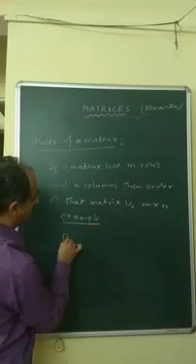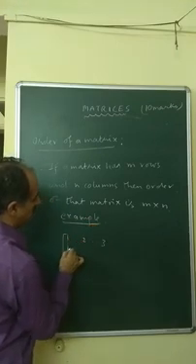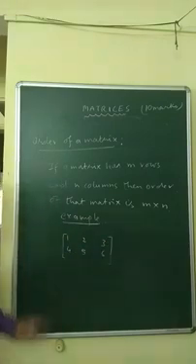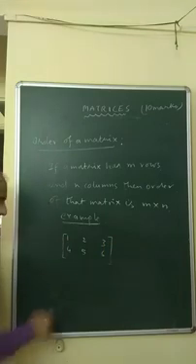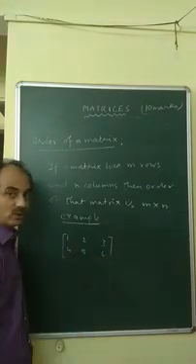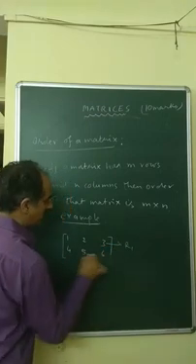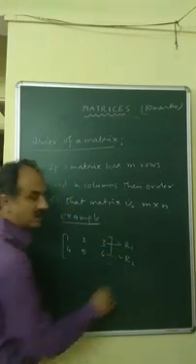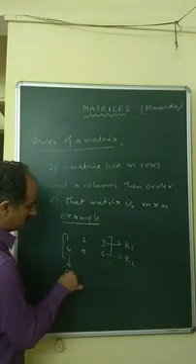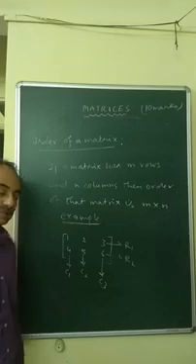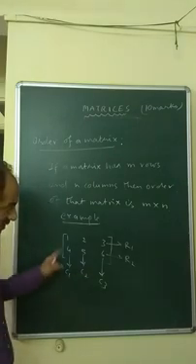If you take this matrix 1, 2, 3, 4, 5, 6, what will be the order of this matrix? For this matrix, how many rows are there? What are rows? Rows are horizontal lines. R1, R2. These are rows. How many columns? C1, C2, C3. 3 columns.